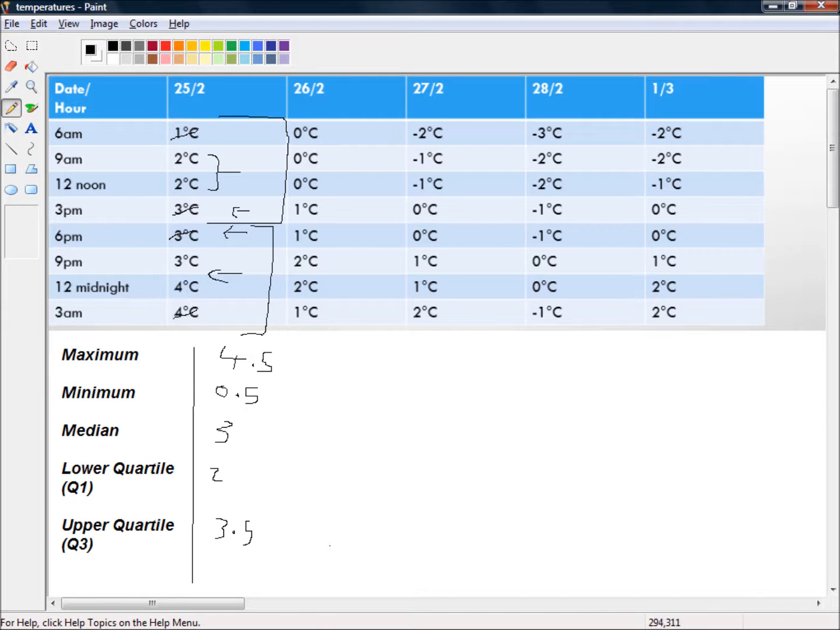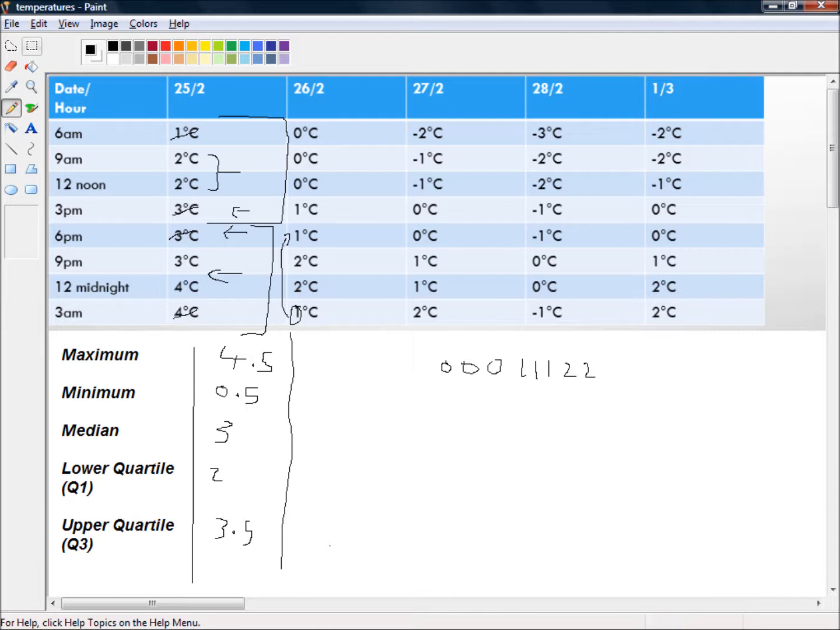So we can do the same for our next set of data. This is not in order though, because you've got 2 degrees, 2 degrees, 1 degree, so we have to move this 1 degree C up to where the other 1 degree C are to put these in order. So putting them in order, we've got 1, 2, 3 zeros, 1, 2, 3 ones and 2 twos.